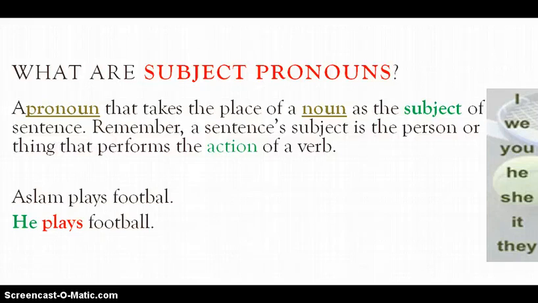Why? Because Aslam's position is the position of the subject. So here we need a pronoun that can work as the subject of the sentence. So he can perform that function of the subject. Similarly, these words I, we, you, he, she, it, they can come at only the subject positions.